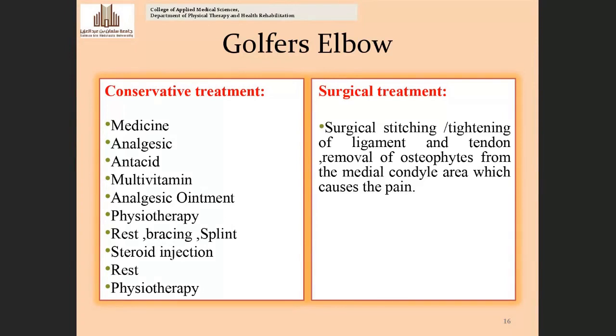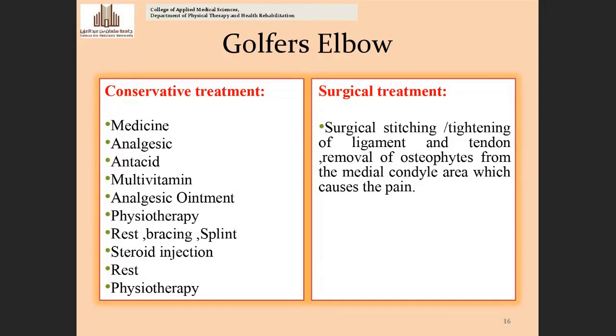When you come to the conservative management, the non-surgical treatment, patients suffering with golfer's elbow will be prescribed some medicines like analgesics, antacids, multivitamin tablets, and some local ointments like analgesic ointments. They will also be referred for physical therapy treatment.